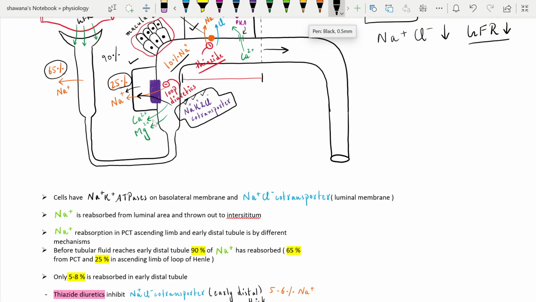So the loop diuretics will inhibit the sodium potassium 2 chloride co-transporter. The loop diuretic will inhibit this pump. So will the sodium reabsorption occur? No. Will the potassium reabsorption occur? No. Will the chloride reabsorption occur? No. So all these solutes, the sodium, potassium and chloride, will move down the drain into the urine when we offer the patient loop diuretics.